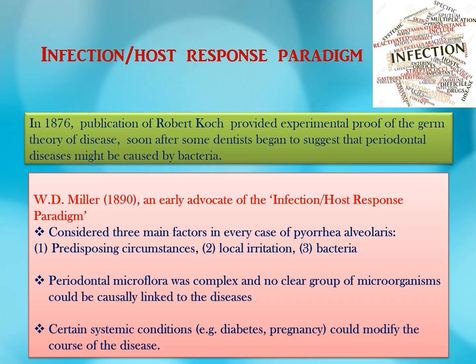W. D. Miller was an early proponent of the infectious nature of periodontal diseases. He considered three main factors in every case of pyorrhea alveolaris: predisposing circumstances, local irritation, and bacteria. He advocated that periodontal microflora was complex and no clear group of microorganisms could be causally linked to the diseases. He also advocated that certain systemic conditions such as diabetes and pregnancy could modify the course of the disease.